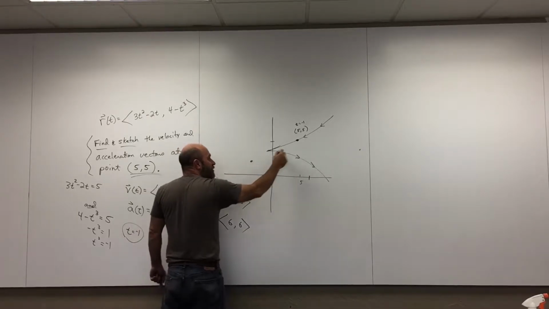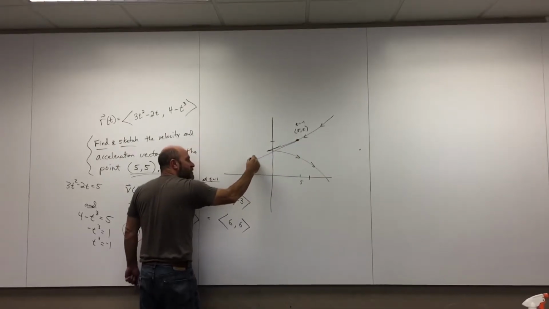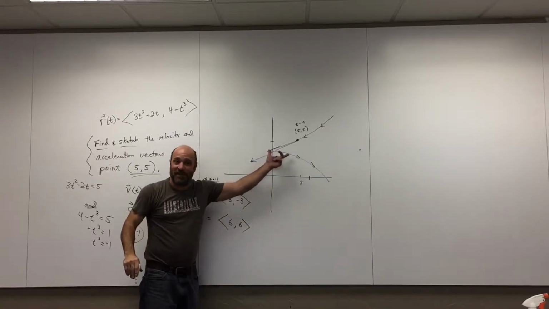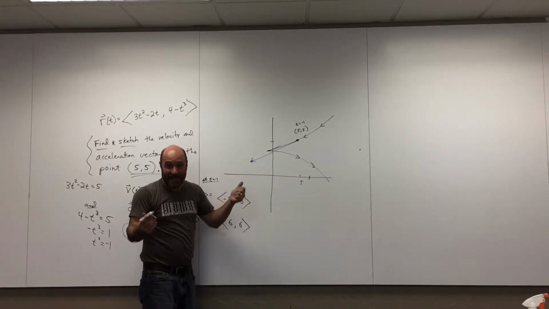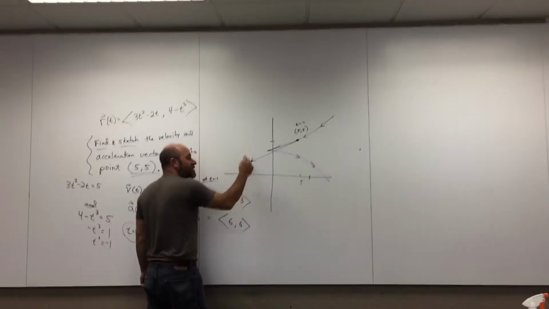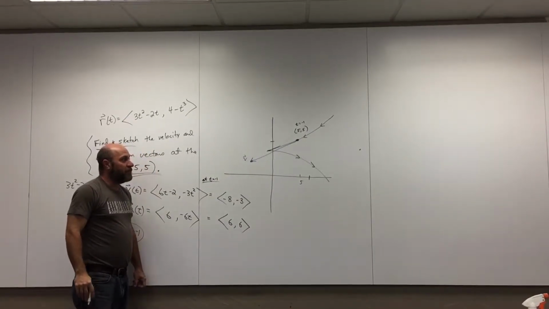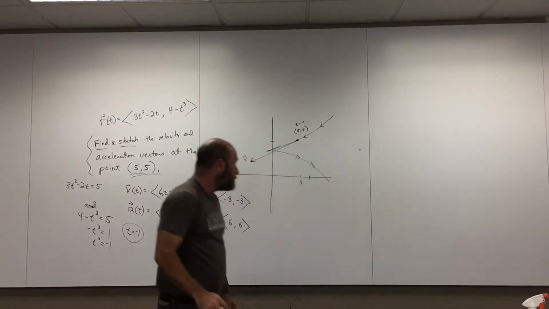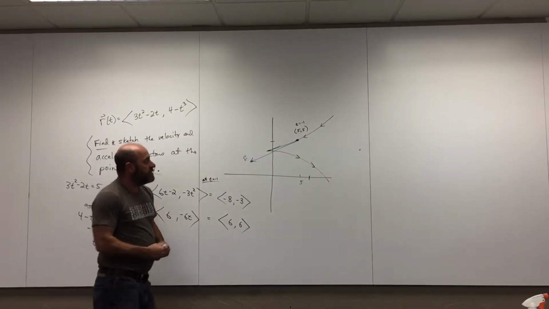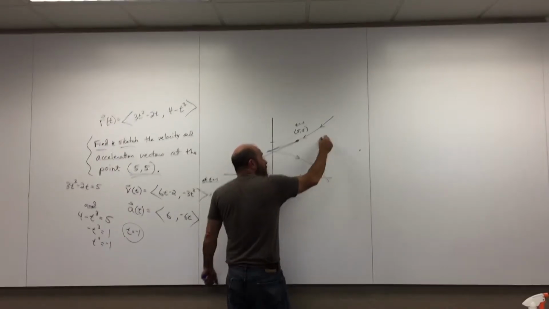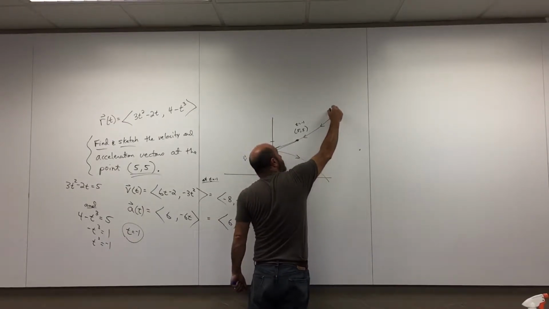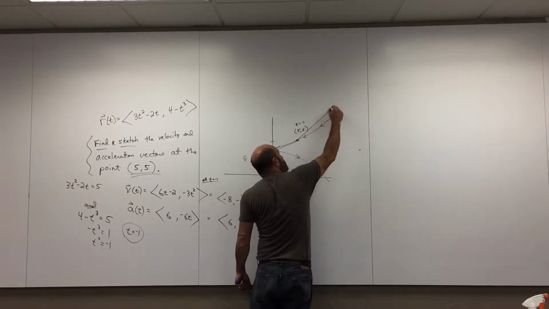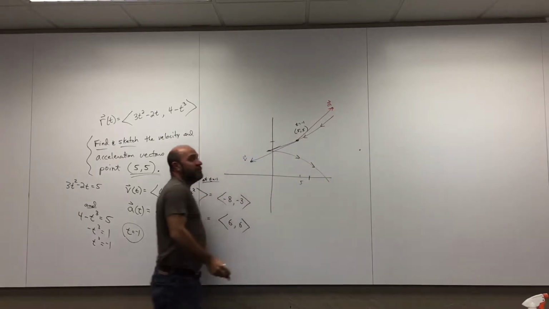Can I draw a vector from there to there? It's beautiful. It's supposed to be tangent to the curve, like it looks. Your velocity vector is supposed to be tangent to the curve. That's beautiful. And the acceleration at this moment is 6, 6. That's positive 6, over 6, and up 6. There it is. Acceleration at this moment.